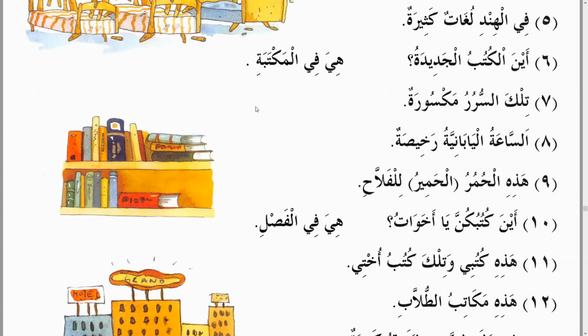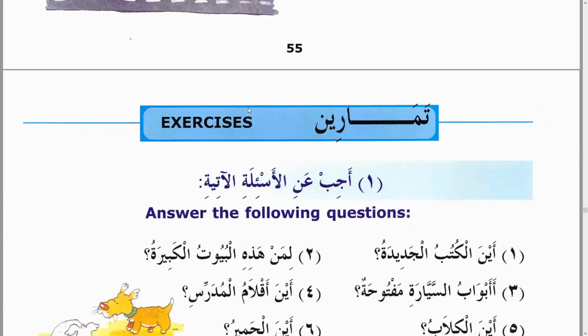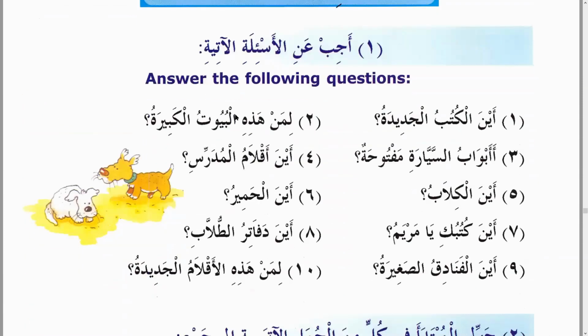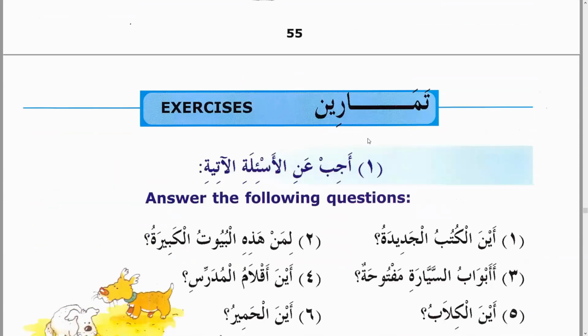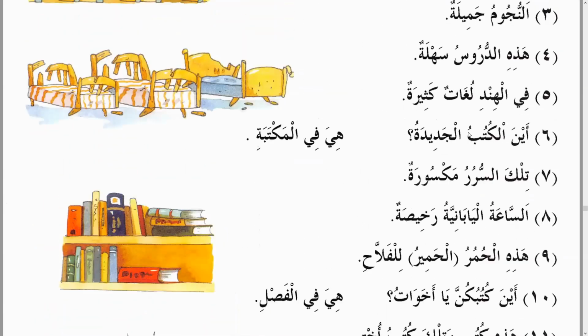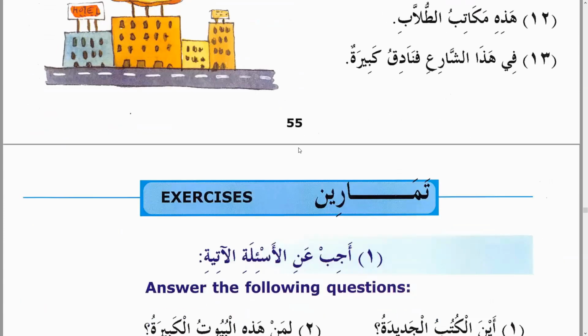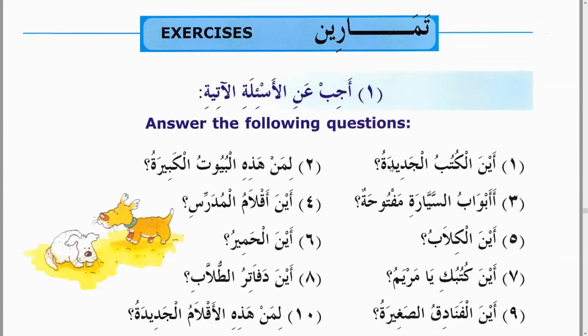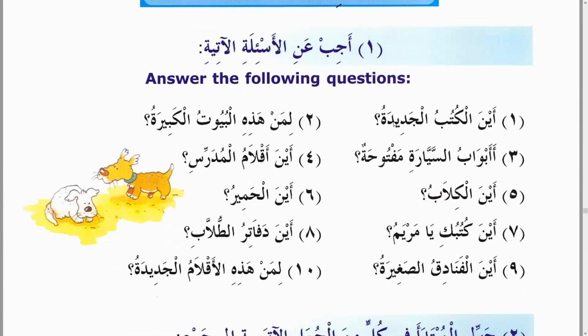So these are some sentences about the kullu jama muannas, which we are again practicing, right? Alhamdulillah. Ajib anil asilati, answer the following questions. Ain al kutubul jadidatu. Where are the new books? Hiya fil maktabati. They are in the library, right? We will use hiya. We won't say hum and hunna. We'll say hiya fil maktabati. They are in the library.